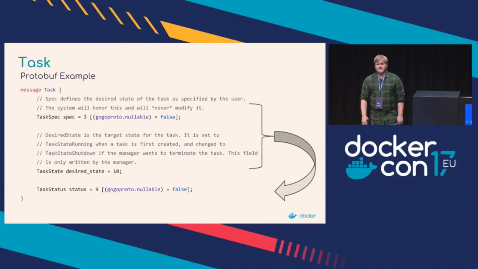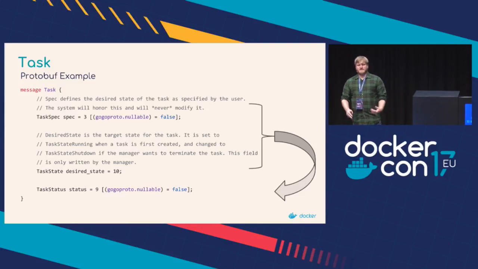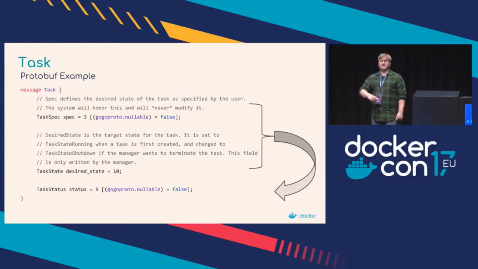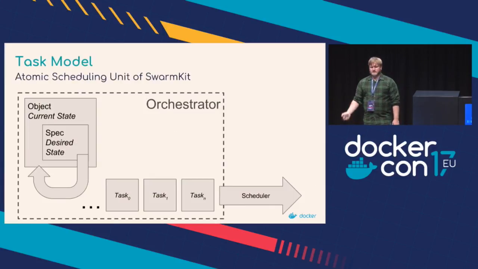So this is the task, and this is kind of the meat of this talk right here, where we take the task spec and the desired state, and we're going to be feeding that back into the task status. And going back to our control theory diagram, this is what's happening inside of the orchestrator. And I'll talk a little bit about some of the challenges that come with this over the next few slides.